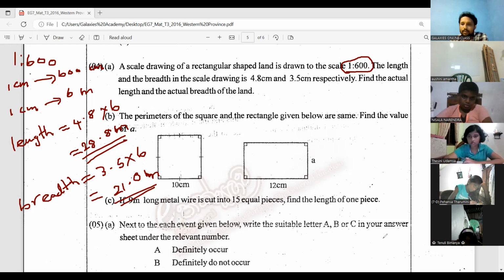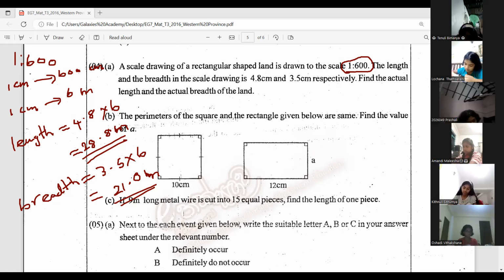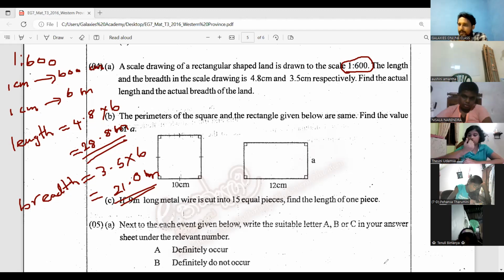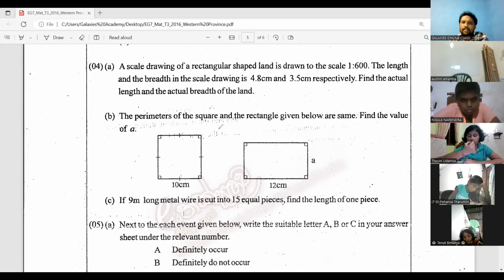Right, then we can go to part B. Fourth question, part B. Look at the next one. The perimeters of the square and the rectangle given below are the same. Right, these two perimeters are the same. Find the value of A.